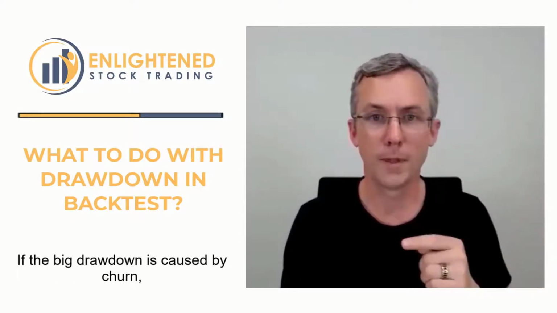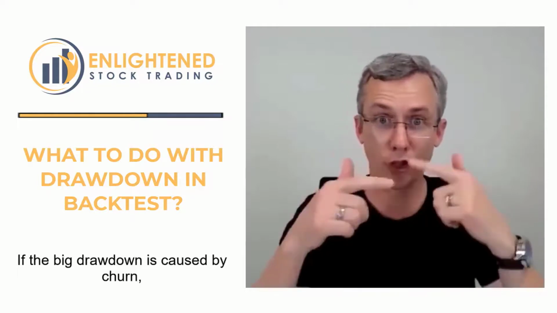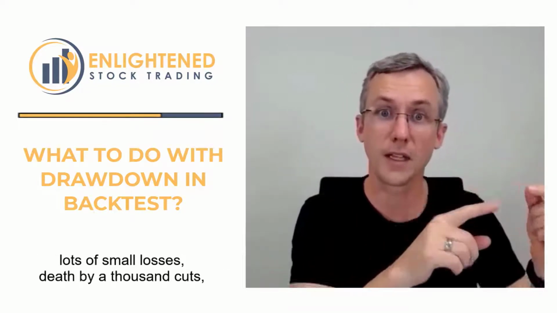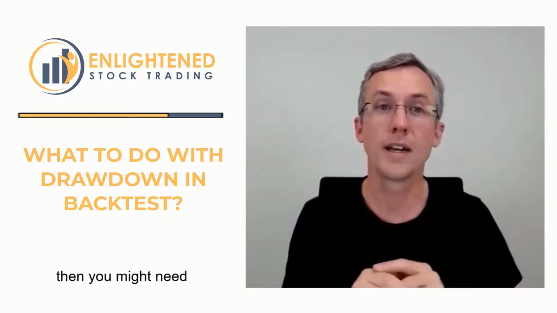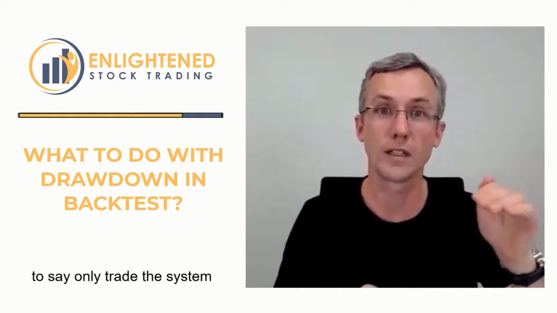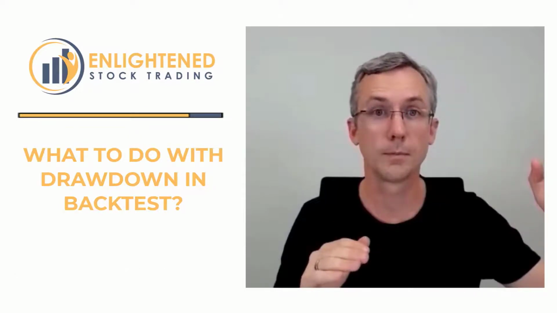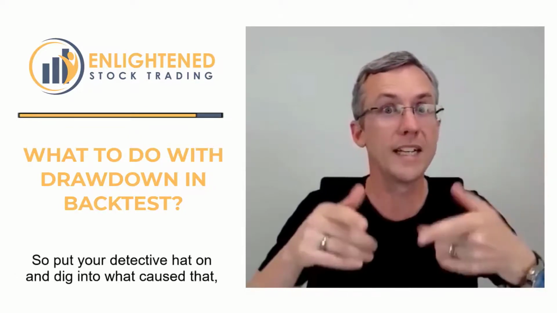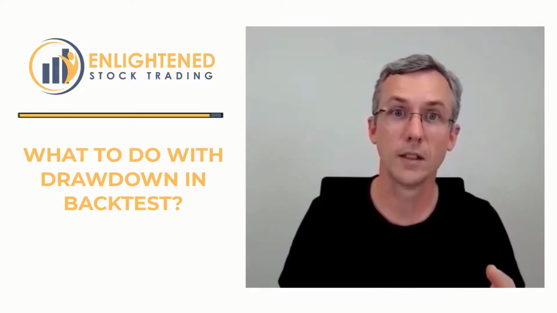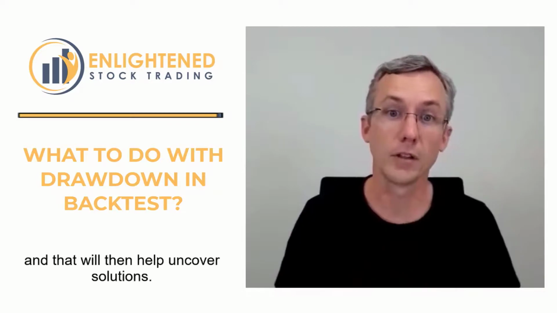If the big drawdown is caused by churn, lots of small losses, death by 1,000 cuts, then you might need a stricter definition of trend on the index to say only trade the system when the market is really moving. So put your detective hat on and dig into what caused that. And that will then help uncover solutions.